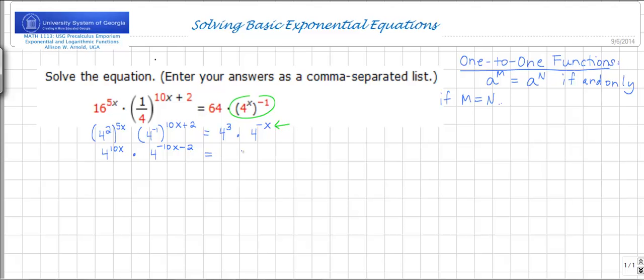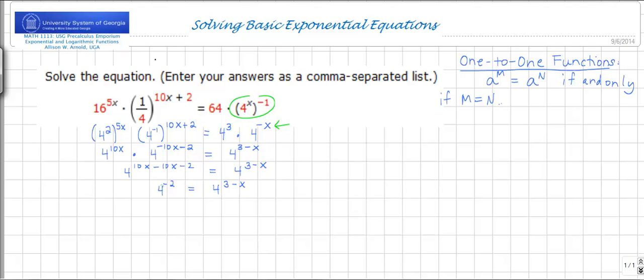And then you have a rule of exponents that says base to a power times base to a power, add the exponents. On the left-hand side, we have the same rule. So if I add the exponents, I end up with 4 to the power 10x minus 10x minus 2, which reduces to 4 to the -2, equals 4 to the 3 minus x.